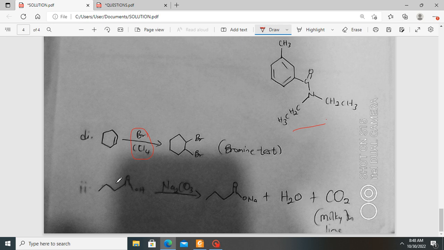So you have to test for butanoic acid. So we use sodium carbonate. Sodium carbonate reacting with butanoic acid will yield sodium butanoate, water, and carbon dioxide. The carbon dioxide evolved can be tested by passing the evolved gas through lime water. So you can test that the gas there is carbon dioxide because it turns lime water milky because of the formation of calcium carbonate.